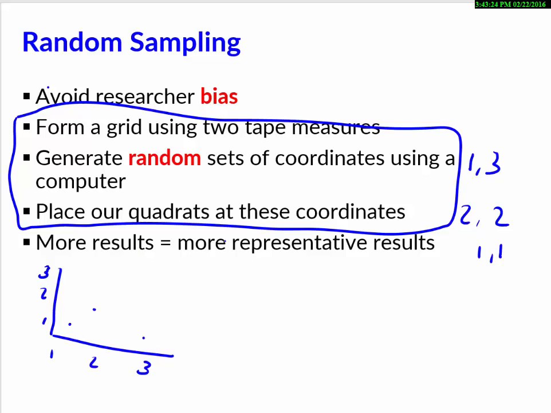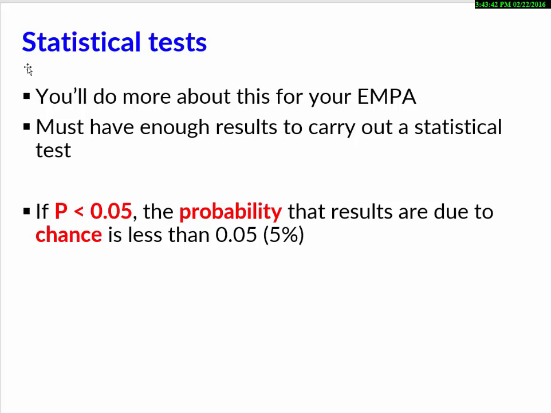But again, more results will give you more representative results. But you also have to have a balance, because you've only got a limited amount of time usually. So you have to find a balance between representative and time consuming. You'll do more about statistical tests in your EMPA, so you don't need to worry too much about what they are and how they work, but you do need to know they have to have enough results to carry out a statistical test. So when you do a statistical test, you'll put all of your results into a big formula, and you'll get a number out of the formula, and that number is P.